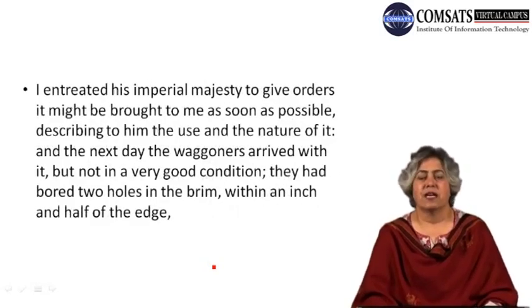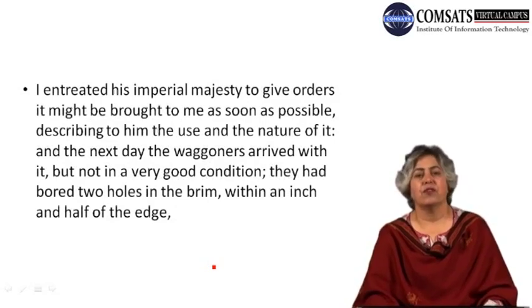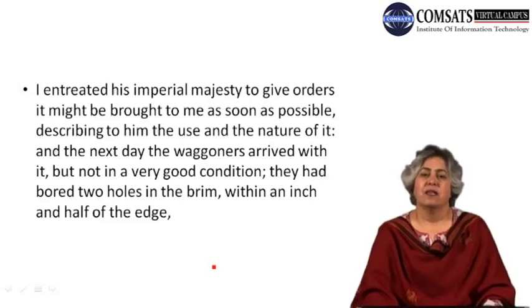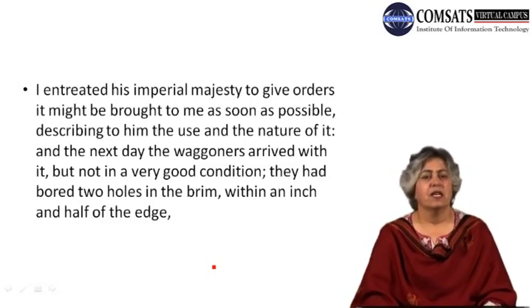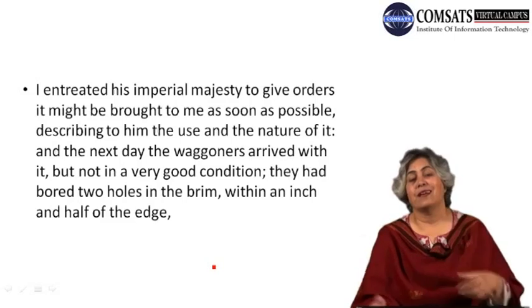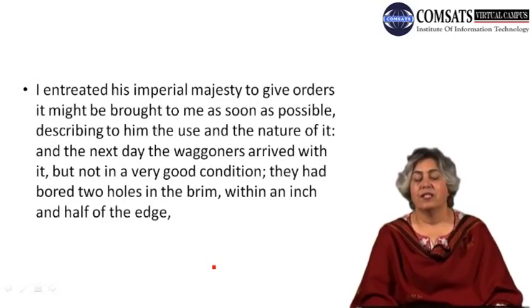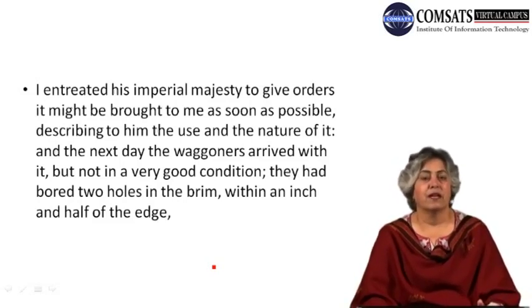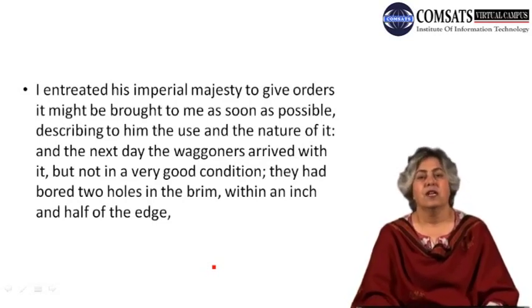And Gulliver says, "I entreated His Imperial Majesty to give orders it might be brought to me as soon as possible." So as soon as Gulliver is reminded of his hat, he wants to have his hat. Remember, he had had it when he was rowing. He had kept it on, tied with a string when he was swimming, and although he nearly drowned, he still kept his hat. So his hat is very precious to Gulliver, and he says that he begged His Majesty to have this hat brought to him as soon as possible.